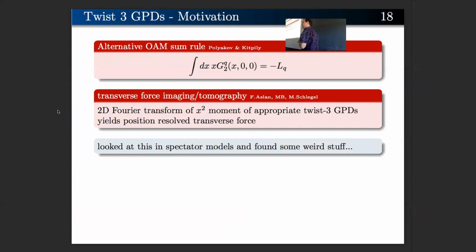All right. But this is just the main motivation, because everybody will immediately tell me it's hard. It's hard experimentally, it's hard in lattice QCD, so why should we care?